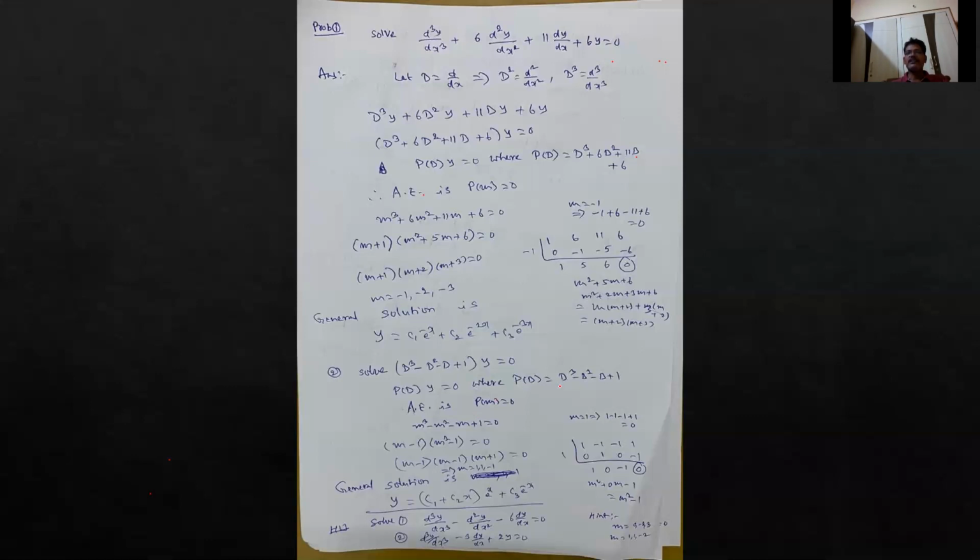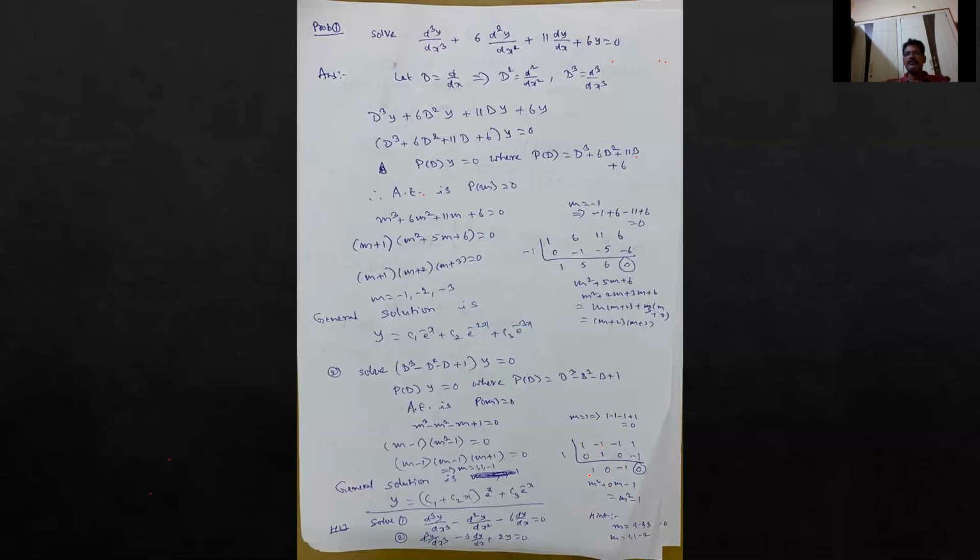So writing m in place of D, we get m cube minus m square minus m plus 1. By observation, if you write m is equal to 1, it becomes 0: 1 minus 1 minus 1 plus 1 equals 0. So write 1 here, then the coefficient of m cube 1, of m square minus 1, of m minus 1, and the constant 1. Write first 0, then 1. Adding, 1 into 1 is 1, and minus 1 plus 1 is 0. 1 into 0 is 0, so minus 1 plus 0 is minus 1. 1 into minus 1 is minus 1, and we get 0.